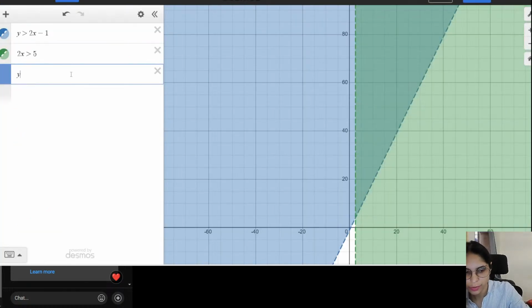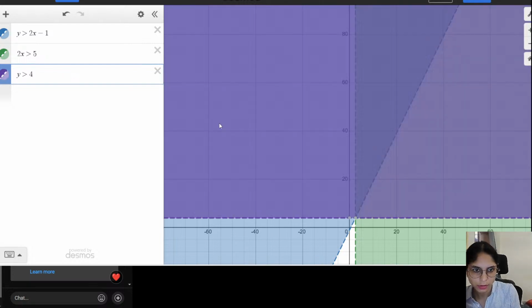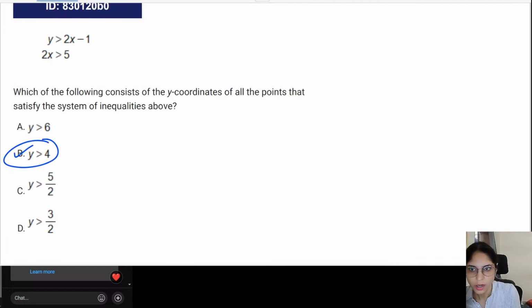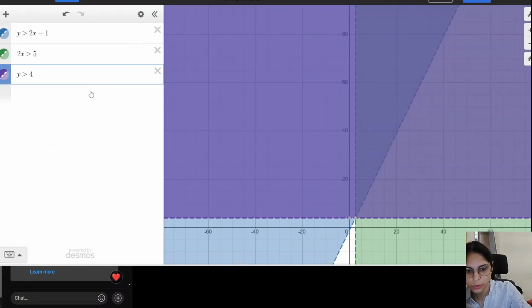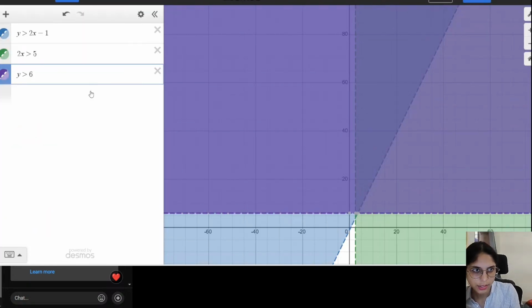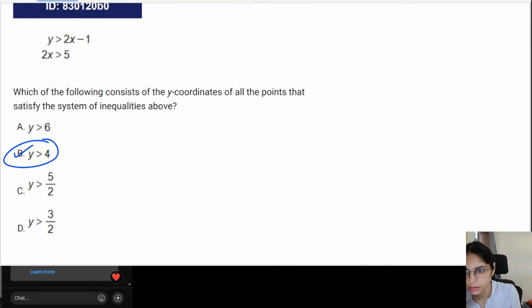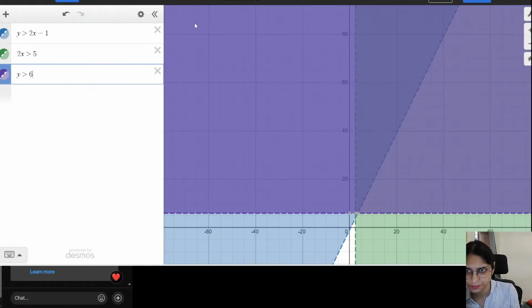We can check also if you make y greater than 4, we're getting it over here. Others, you won't be getting y greater than 6. No, that won't work because with 6 you're leaving out something. 5 over 2, you are including some extra points.